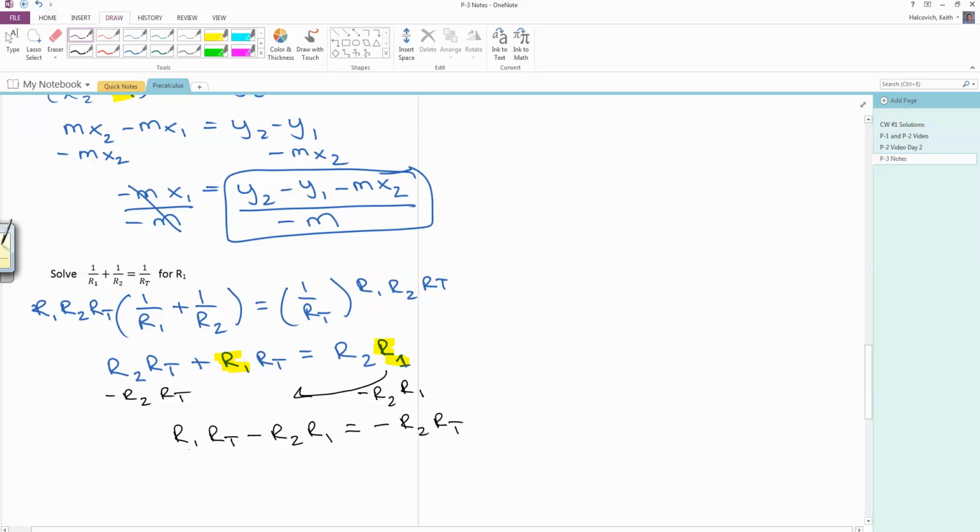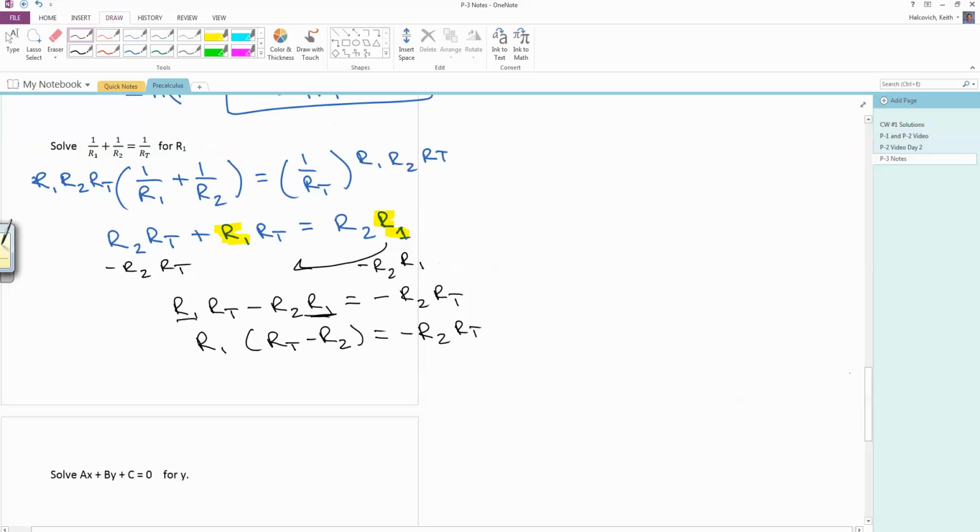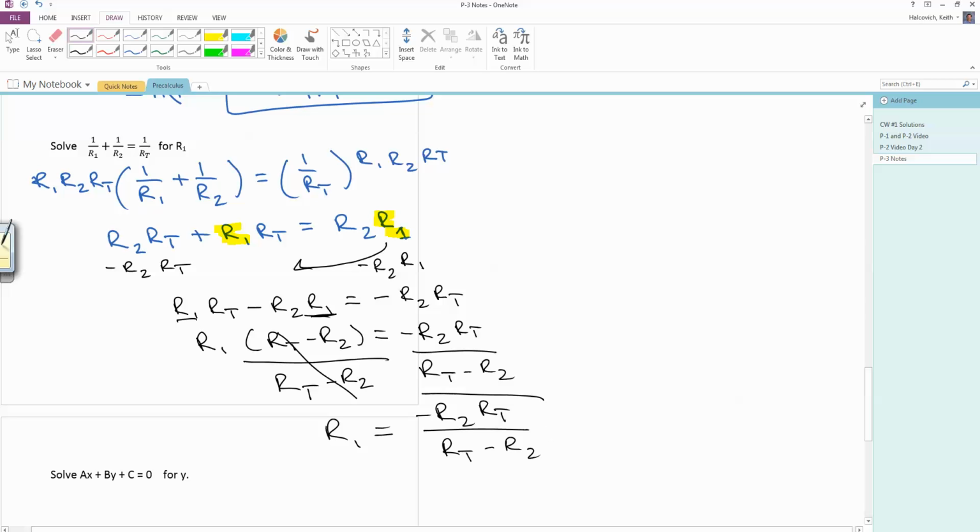Now, notice we want to get r sub 1 by itself, and both of these have r sub 1, so we're going to factor it out. And then we're going to divide. And notice we get r sub 1 is equal to negative r sub 2, r sub t over r sub t minus r sub 2. And that is our final answer.